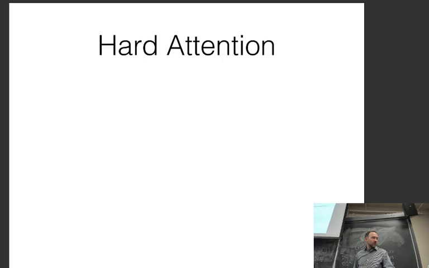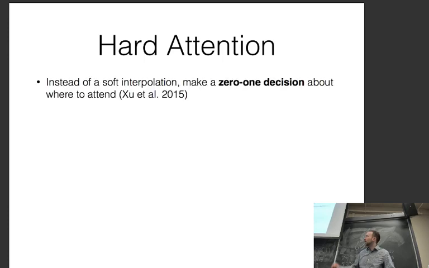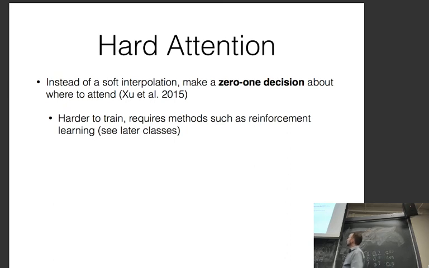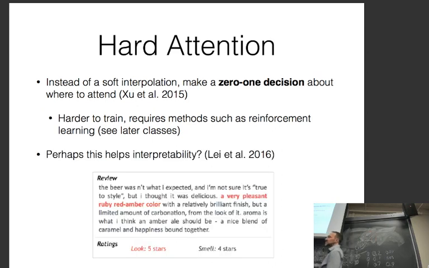So one of the interesting things about hard attention is that, in contrast to soft attention, you need to make a 0-1 decision to focus on particular words. One thing is this is really hard to train. It requires methods such as reinforcement learning, because you can't differentiate through hard decisions. I'll be talking about how to do this later, so we do have methods to do this, but they're harder to use.